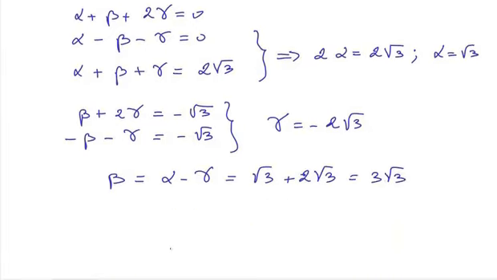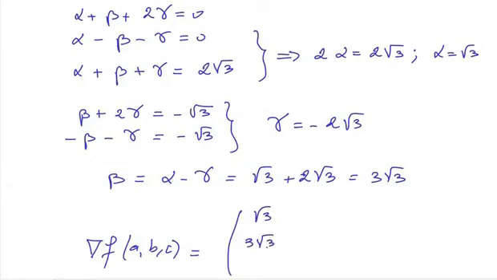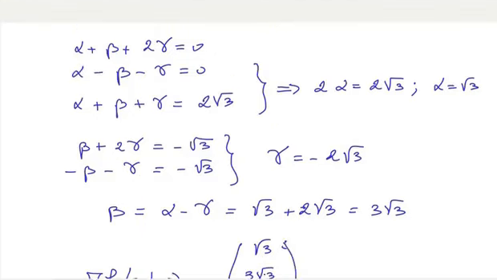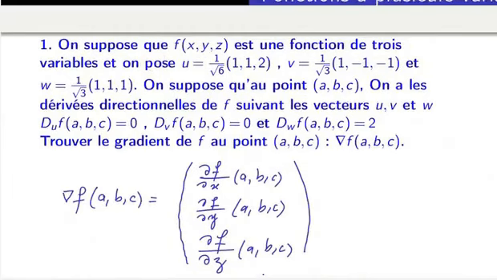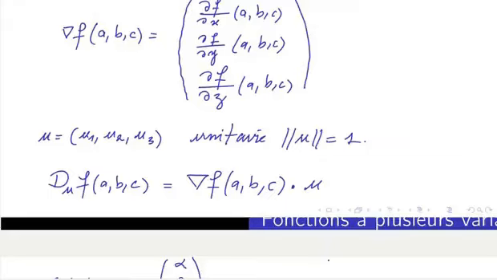Finally, the gradient of f at point ABC. Note that f is not known. It is the vector square root of 3, 3 square root of 3, minus 2 square root of 3. So here is the answer for the first question. We have correctly determined the gradient of f at point ABC, even though we do not know f.